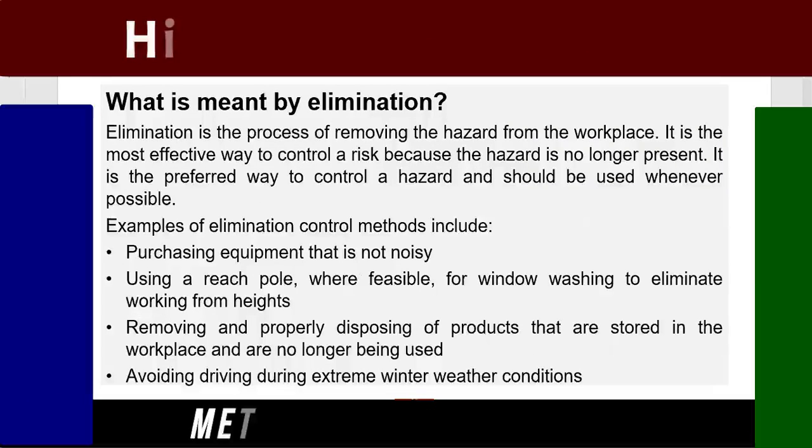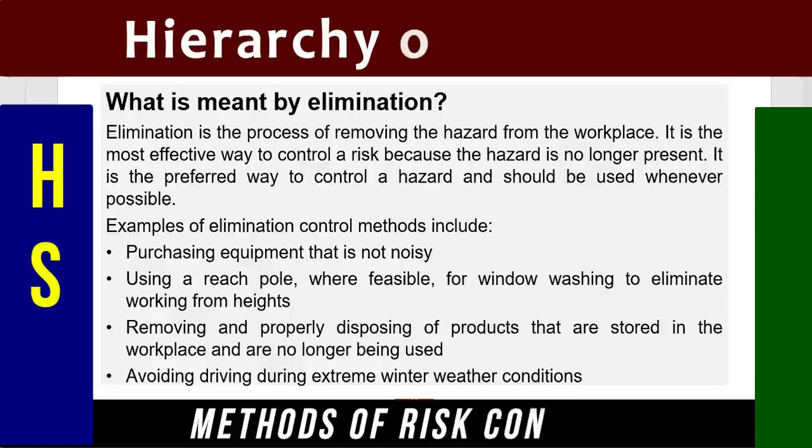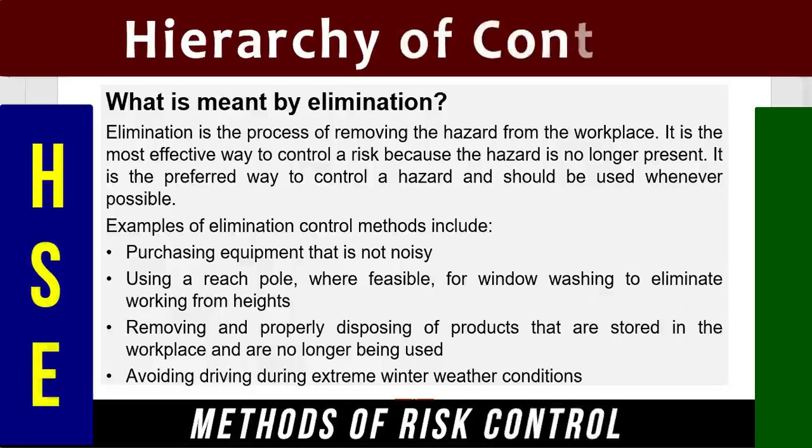with a few examples. Elimination is the process of removing the hazard from the workplace. It is the most effective way to control a risk because the hazard is no longer present. It is the preferred way to control a hazard and should be used whenever possible. Examples of elimination control methods include: number one, purchasing equipment that is not noisy.